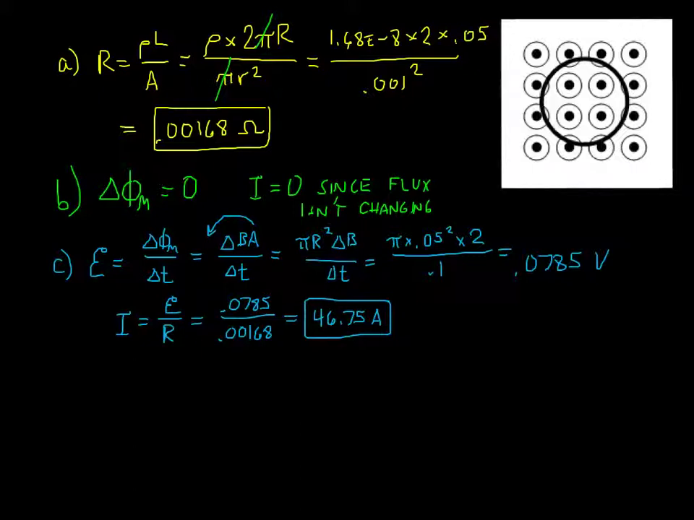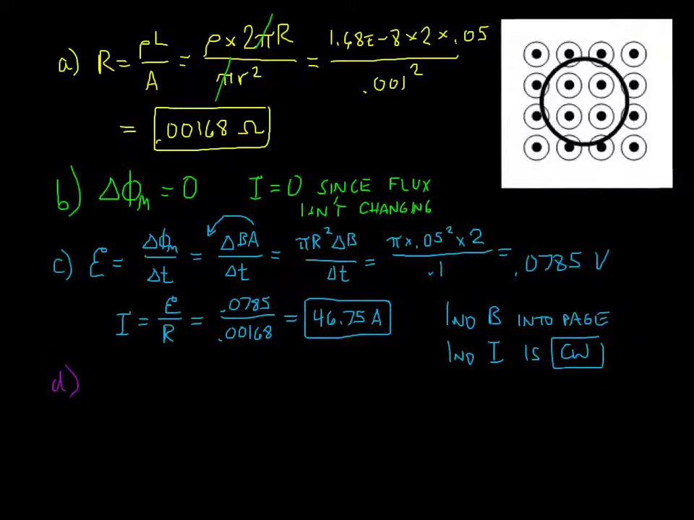As far as the direction of this current, the magnetic field in this case is getting stronger, which means the induced magnetic field is going to be in the opposite direction to cancel out that increase in magnetic field. So the induced magnetic field is going to be into the page, and using the first right-hand rule, if you put your fingers pointing into the page, your thumb is curling clockwise. So that means the induced current of the 46.75 amps is clockwise.